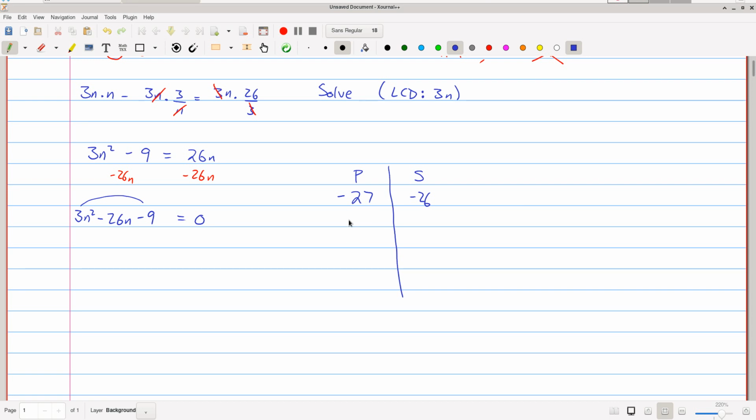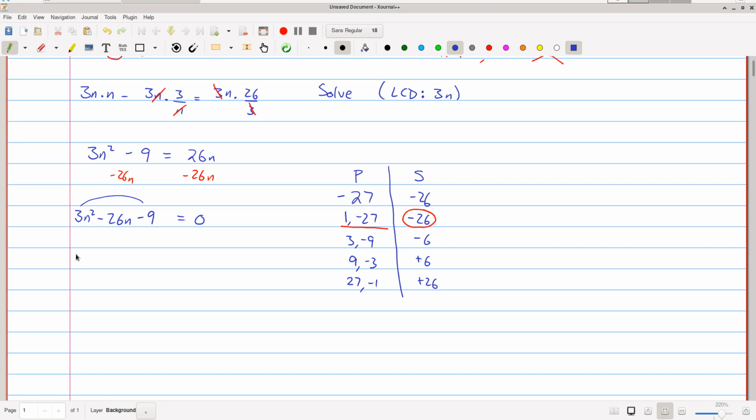So negative 27, we could write this as 1 times negative 27, or 3 times negative 9, 9 times negative 3, or 27 times negative 1. This is every possible way we could have two numbers that multiply to give us negative 27. Let's add each of these pairs together. So 1 plus negative 27 is negative 26. Then we've got negative 6, positive 6, positive 26. I see what we're looking for is right here. So we know that our two numbers are positive 1 and negative 27.